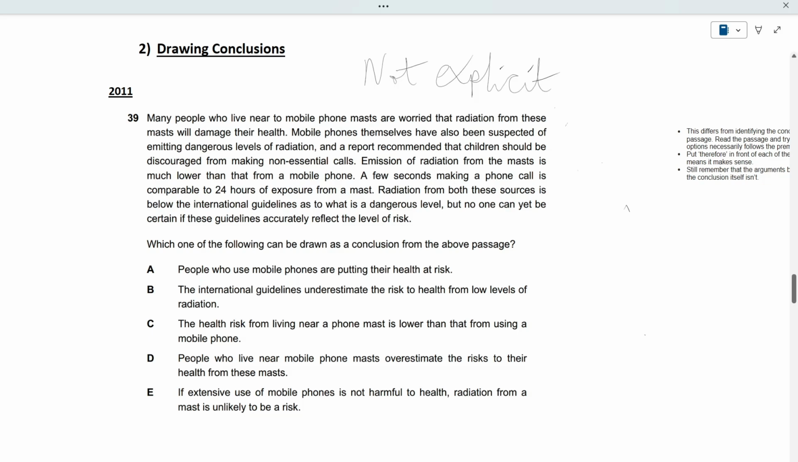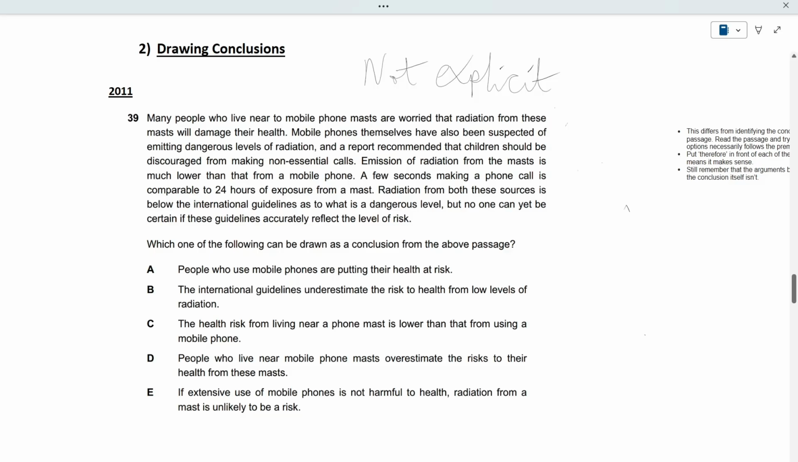Radiation from both of these sources is below the international guidelines as to what is a dangerous level, but no one can yet be certain if these guidelines accurately reflect the level of risk. We'll try the therefore test straight away. Therefore, people who use mobile phones are putting their health at risk. I mean, it seems to follow roughly, right?